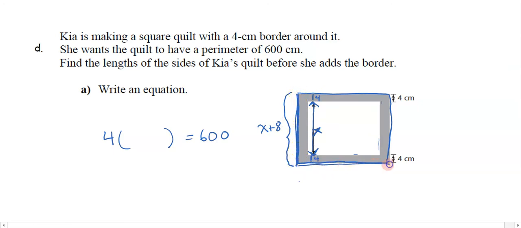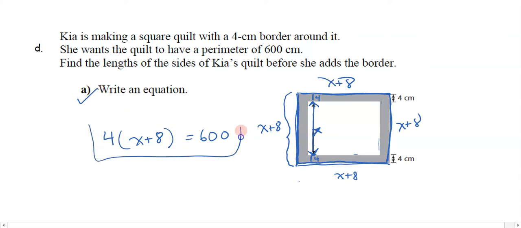And so this distance is x plus 8, and this distance is x plus 8, and this distance is x plus 8. In other words, I have 4 groups of x plus 8. Can we now find the x? Yeah, we can solve this equation. We can divide both sides by 4, right? And then subtract 8 from both sides. Or we can use our distributive law and solve the equation. But I just wanted you to write an equation, so this would be the equation representing the outer perimeter 600 with a border of 4.